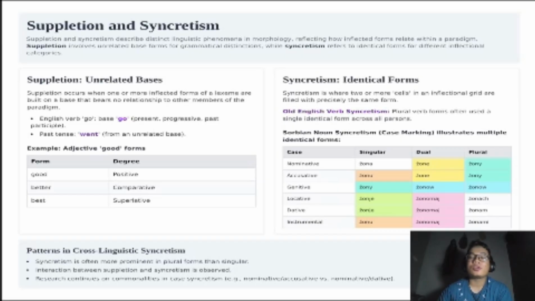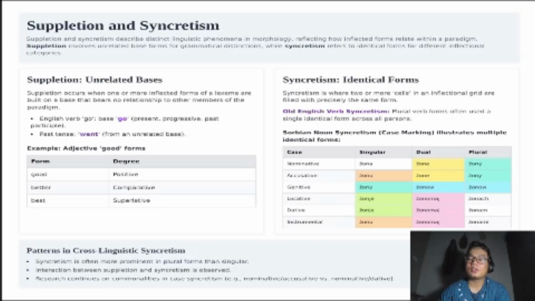And syncretism, on the other hand, happens when multiple cells in the paradigm share the same form. Old English verbs, for example, use the same form for all plural persons. Sorbian nouns show even more syncretism. Often multiple cases share the same ending. Both phenomena show that paradigms aren't always neat or symmetrical.